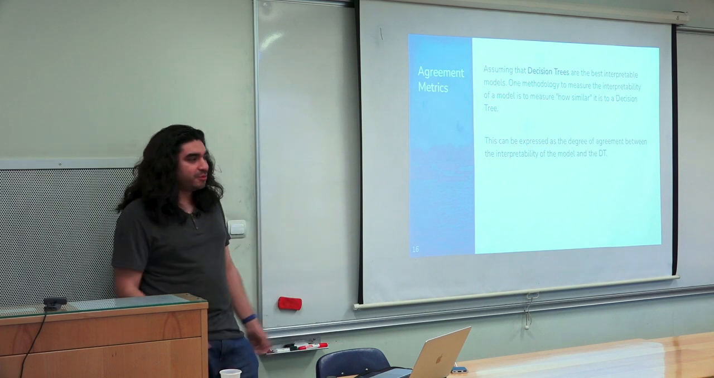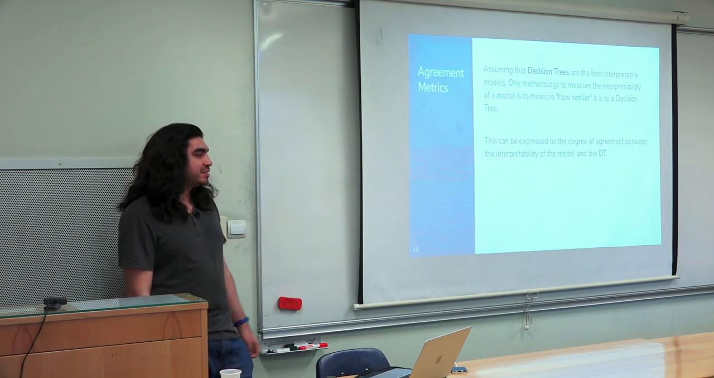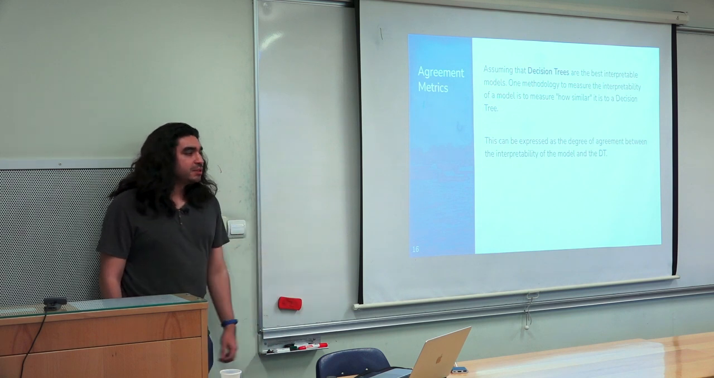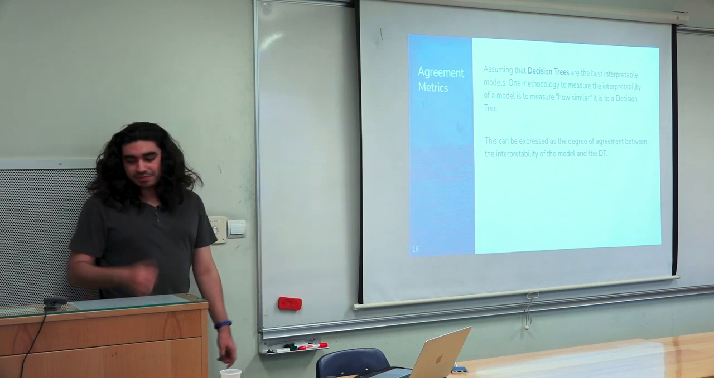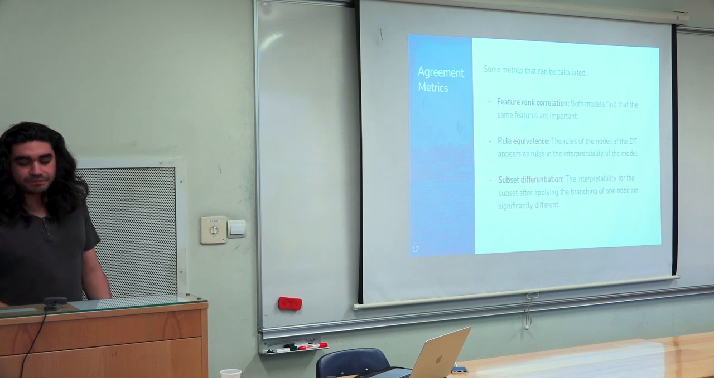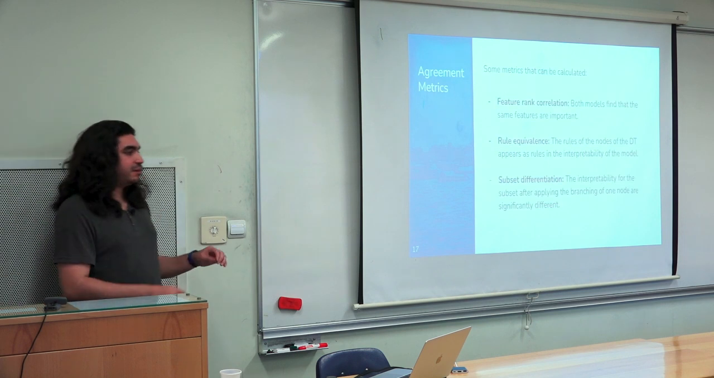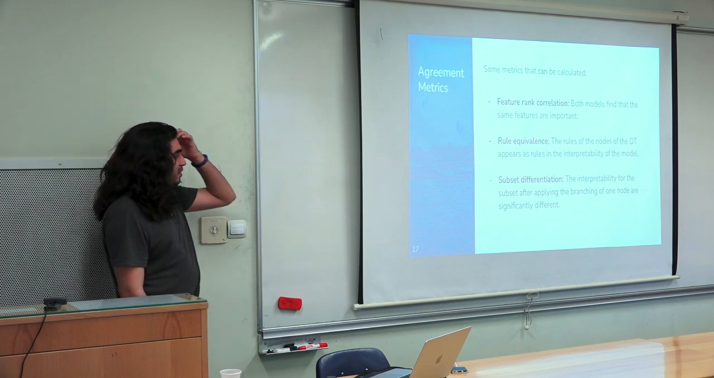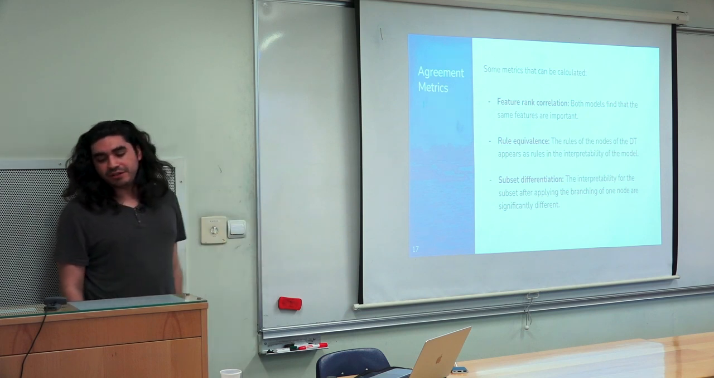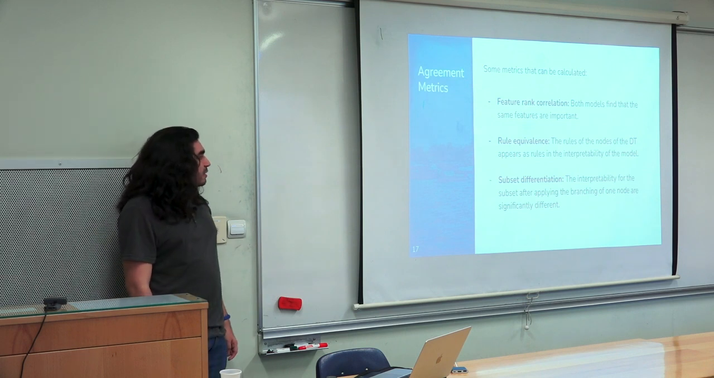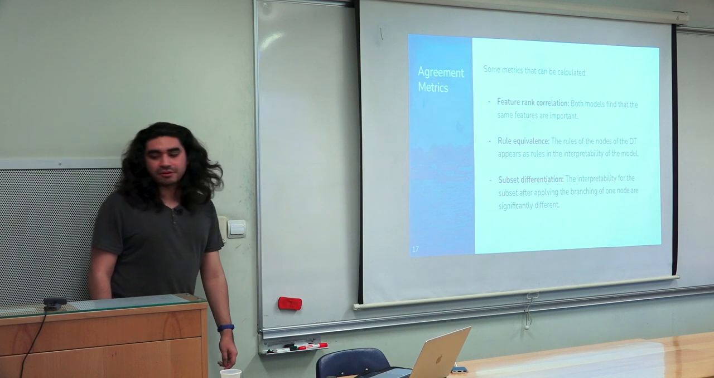And how to compare with if they are similar or not, we have what we call agreement metrics. So we compare some aspects of the model to the decision tree, and they give you formulas that we can use for computing this interpretability. So here are three of these agreement metrics. The first one is feature rank correlation.